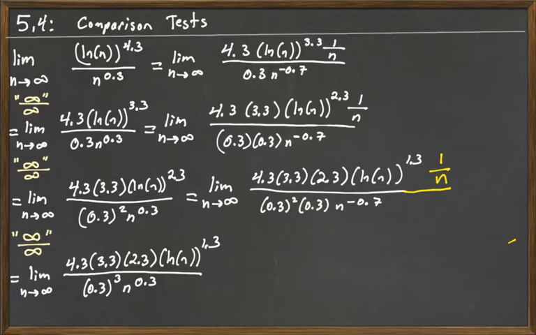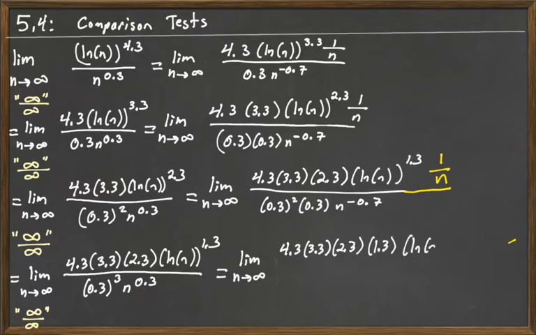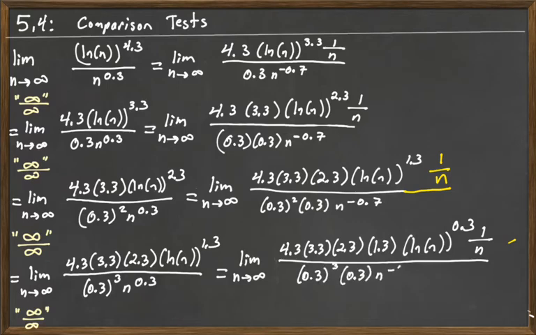Alright, so we'll look at the form again. Oh, it's infinity over infinity, so L'Hopital's rule again. So this is going to be a limit as n goes to infinity of 4.3 times 3.3 times 2.3. Bring down the exponent, 1.3. Natural log of n, that quantity, to the 0.3, times 1 over n by the chain rule, all over 0.3 cubed times 0.3 n to the negative 0.7. Okay, so we're going to have to continue this on the next slide here to finish this up.